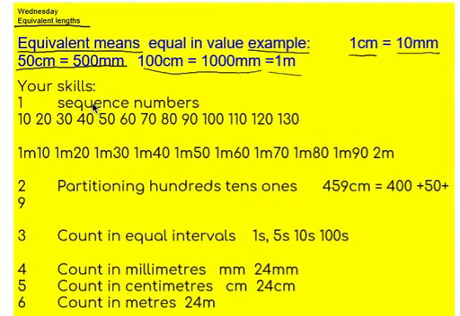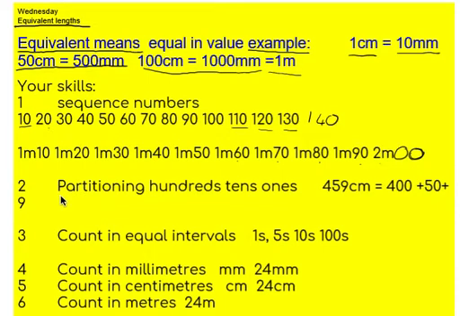Okay, your skills for today, the main ones, are going to be sequencing numbers. So, for example, 10, 20, 30, 40, 50, 60, 70, 80, 90, 100, 110, 120, 130, and then 140. Or 1 meter 10, 1 meter 20, 1 meter 30, 1 meter 40, 1 meter 50, 1 meter 60, 1 meter 70, 1 meter 80, 1 meter 90, 2 meters. Plus, you might be doing 3 meters or 4 meters, you'll find out.